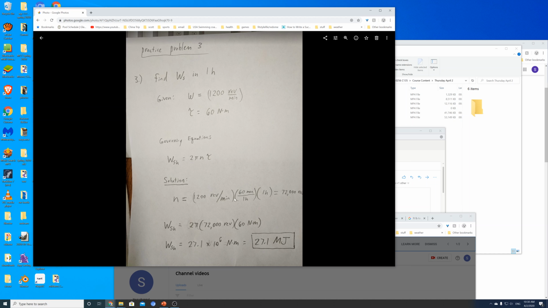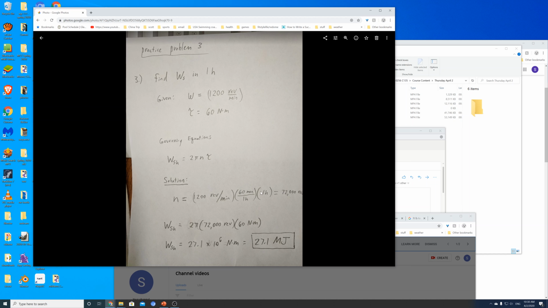So really, it's a pretty straightforward calculation. We're given tau, and pi and 2 we know, so we just don't know what n is. We just have to figure out what n is, and we do that by making the conversion from minutes to hours and multiplying it times hours, because it's only 1 hour. So how many revolutions in 1 hour is going to be 72,000.